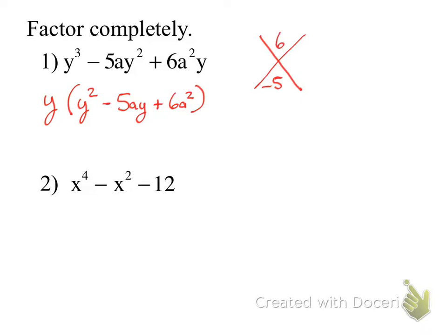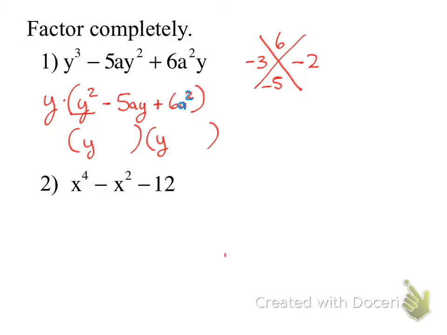So what multiplies to 6 but adds to negative 5? And one of our students said negative 2 and negative 3. They both multiply to positive 6 and they add to negative 5. And so now, don't get worried about this a squared here. I'm going to show you how to deal with that. We're still going to make our two factors.